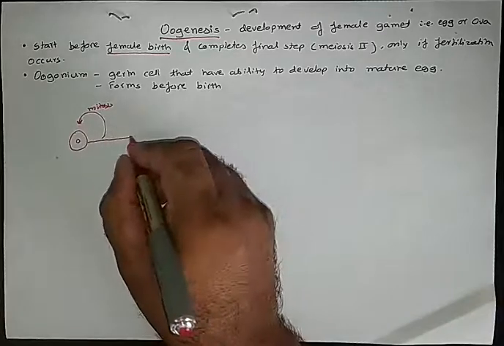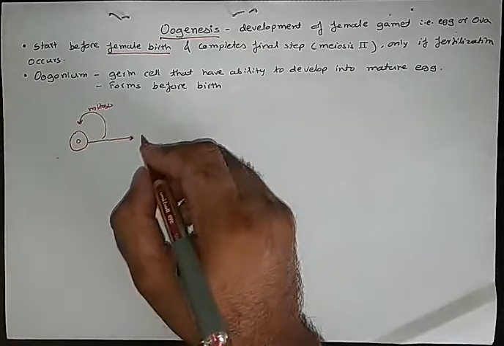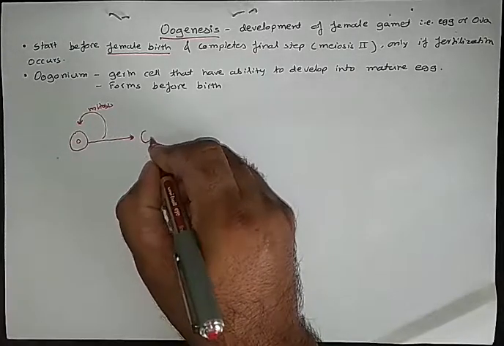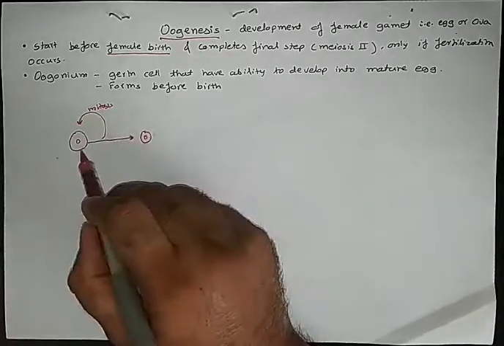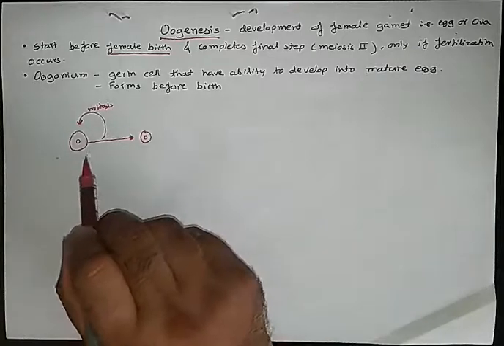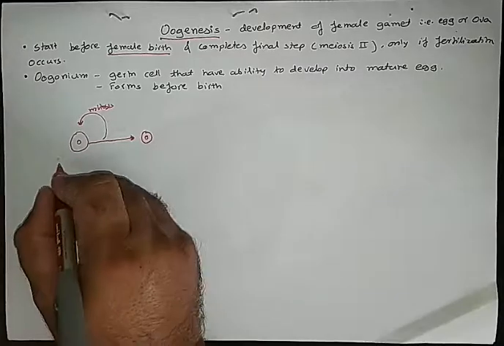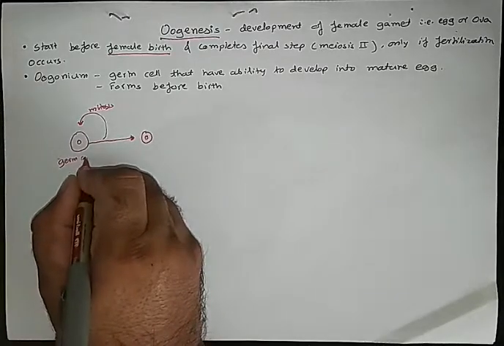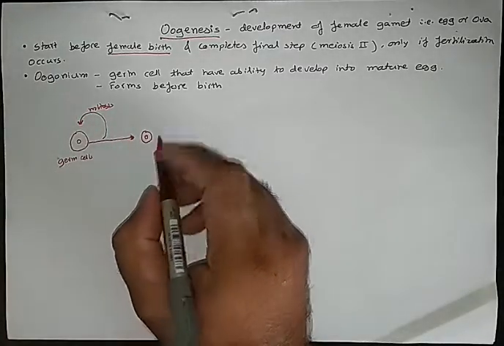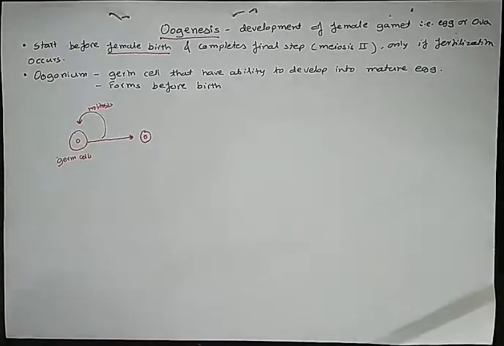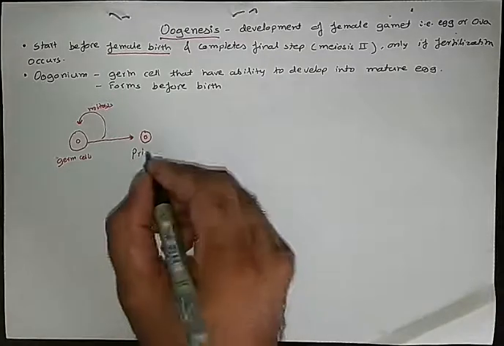Now after this mitosis, there is formation of primary oocyte. So there are multiple primary oocytes which are formed from this primordial cell or from the germ cell. So this is a germ cell, or we can call it an oogonium. Now it forms a primary oocyte. So this is a primary oocyte.